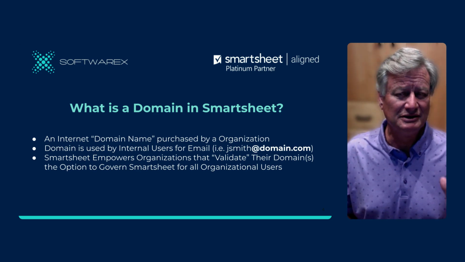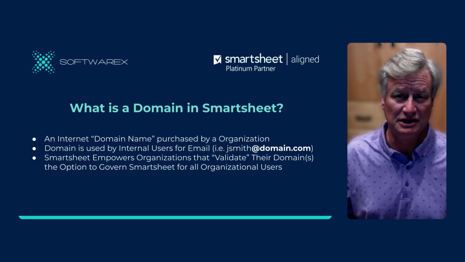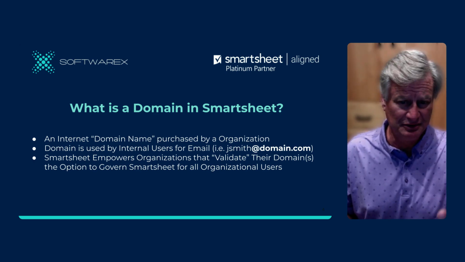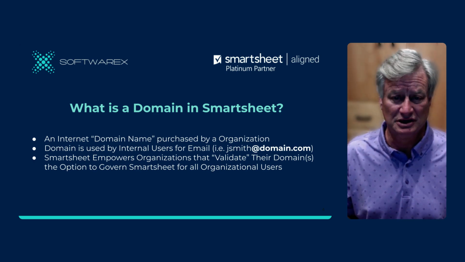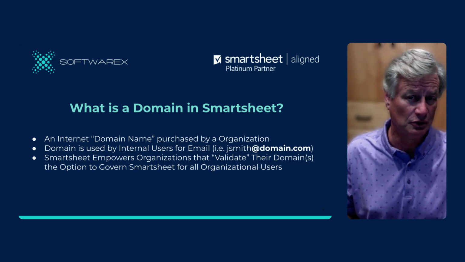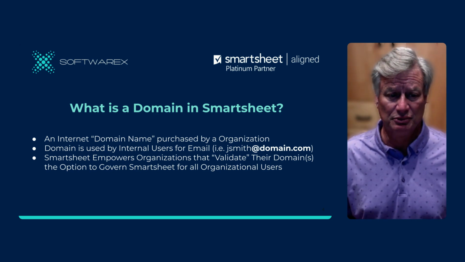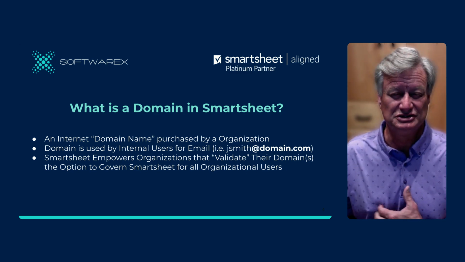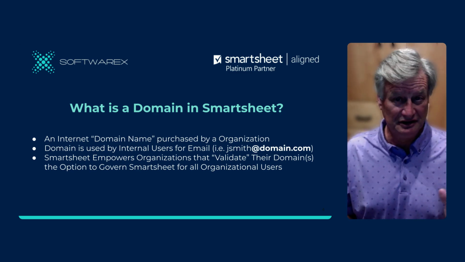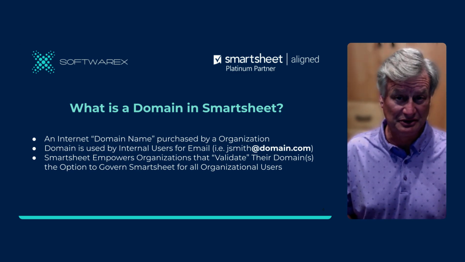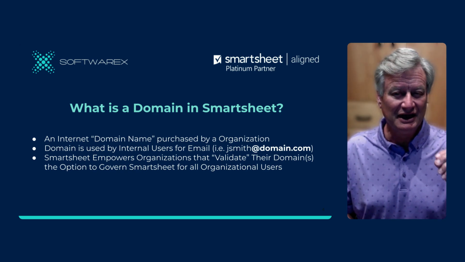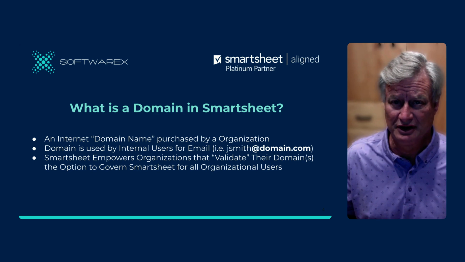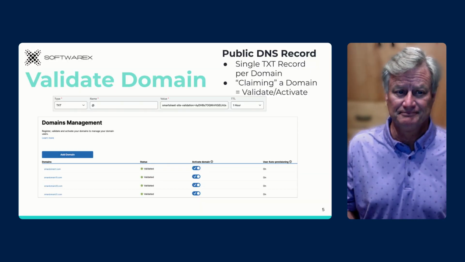It's a domain name that's purchased by an organization. A great example, as we see on screen here, is an email address of jsmith@domain.com. Replace domain.com with your organization's purchased domain. It empowers organizations that do validate their domains or claim them, as we're about to demonstrate to you. They have the option to govern Smartsheet for all users throughout their organization.